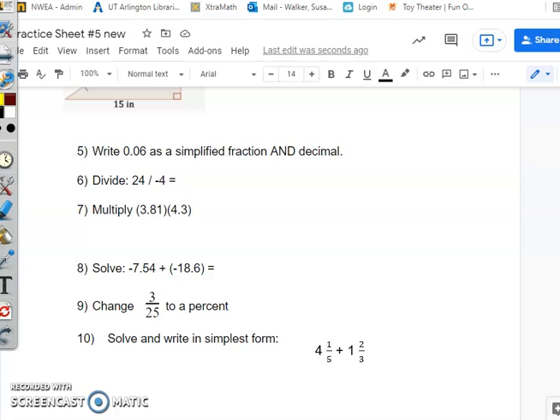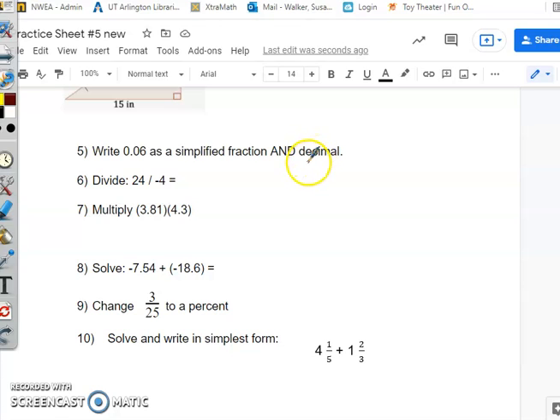Everyone, we are going to continue working on our practice sheet. So I want us to look at number 5 first. It says write this number as a simplified fraction and as a decimal. So you actually need 2 answers here, okay?